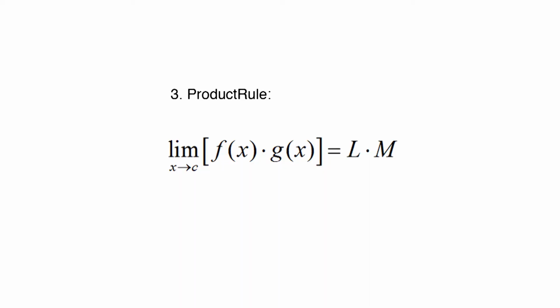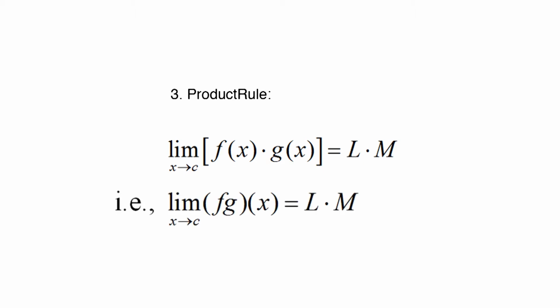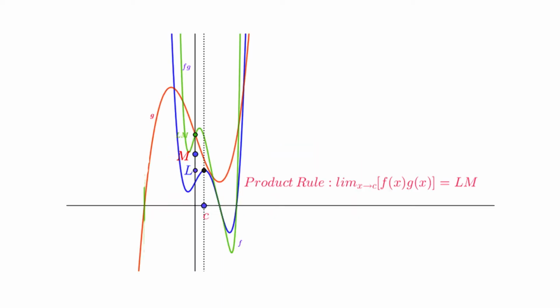Third one, product rule. Limit of f of x into g of x as x approaches c is L into m. That is, limit of f g of x as x approaches c is L into m. That is, the limit of the product of two functions is the product of their limits. Fourth one, constant multiple rule.